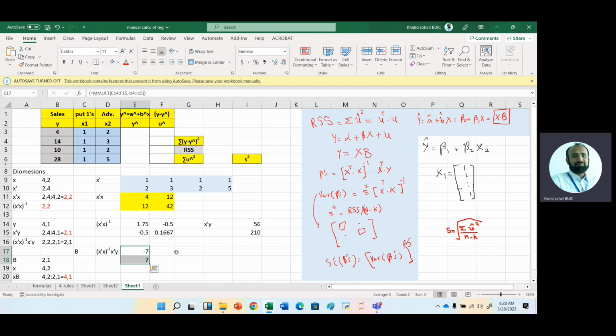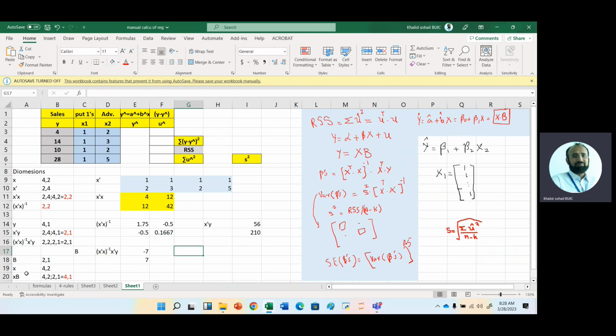Now to get S square, here is the formula: summation U hat square over n minus k, where the number of observations is 4 and the number of estimators is 2, so it is 2. For summation U hat, we need Y hat, and to get Y hat we would use this formula, XB.